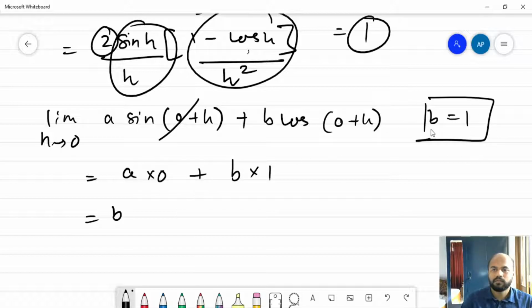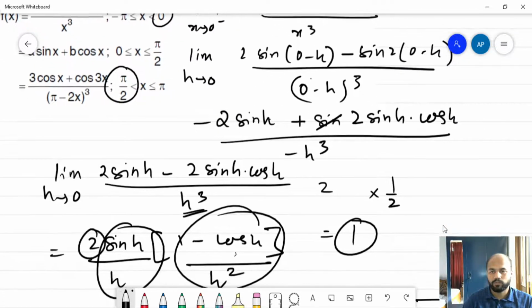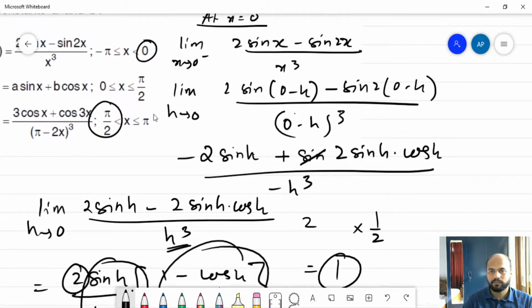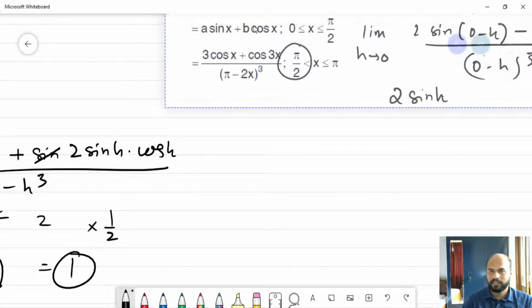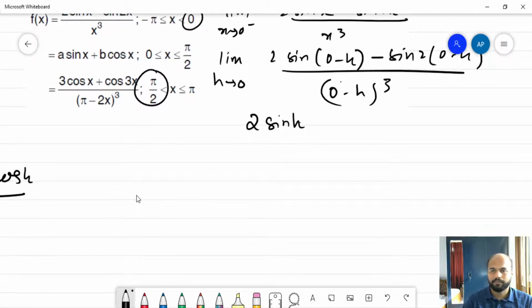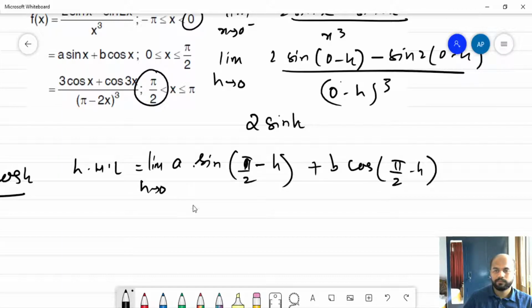That's the first part. Second part, we have to check the continuity at x equals pi by 2. So let's solve that. Let's take up these two definitions now and work on them. So the left hand limit this time is going to be limit h tending to 0 of a sine of pi by 2 minus h plus b cos of pi by 2 minus h. Put h as 0 and we get the value of this limit as a.